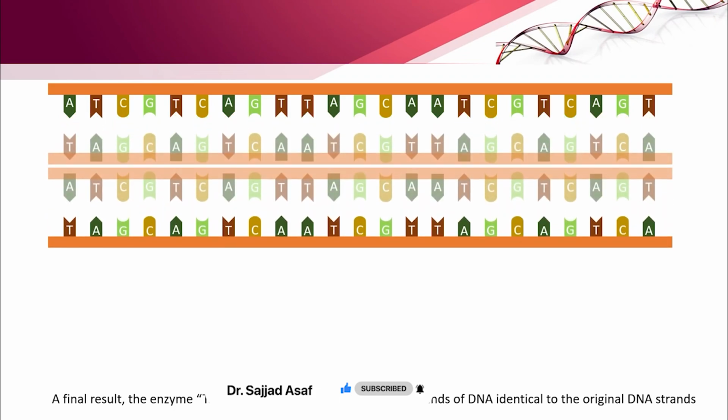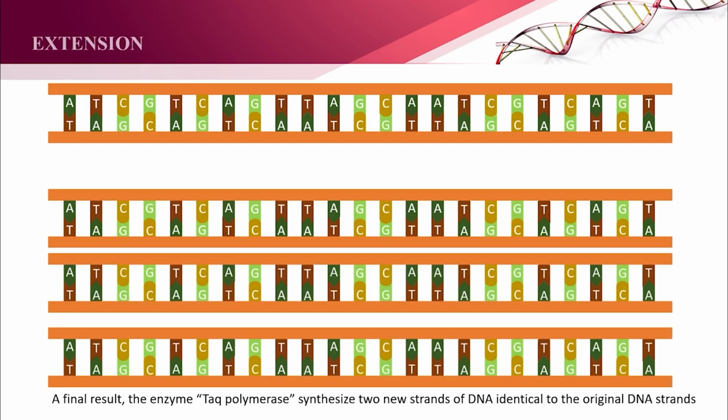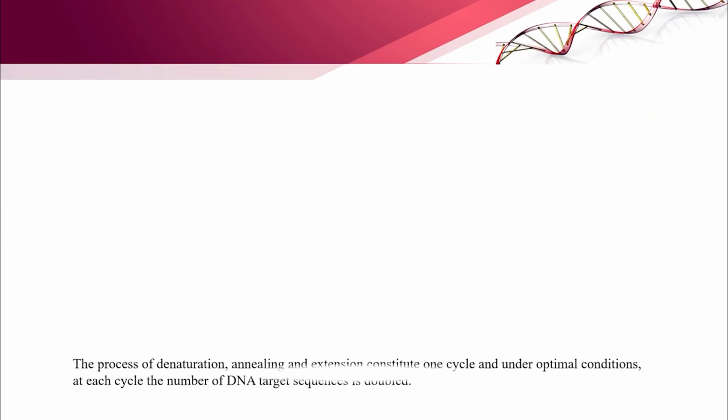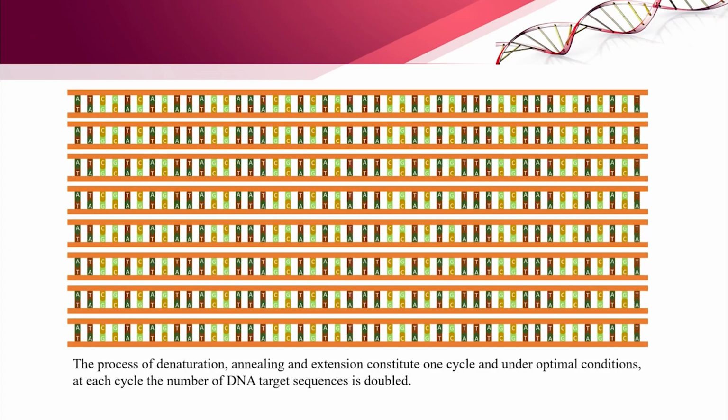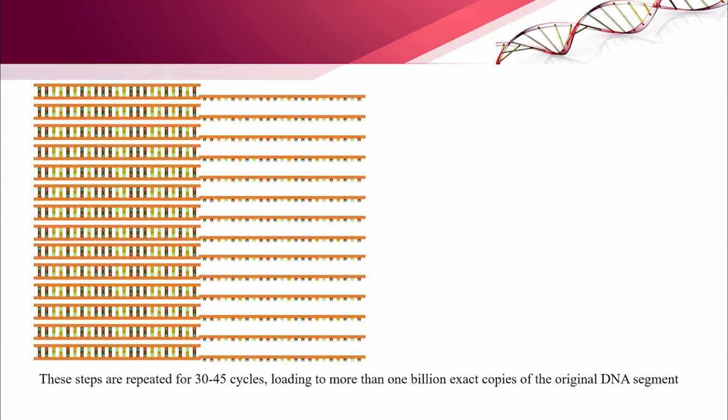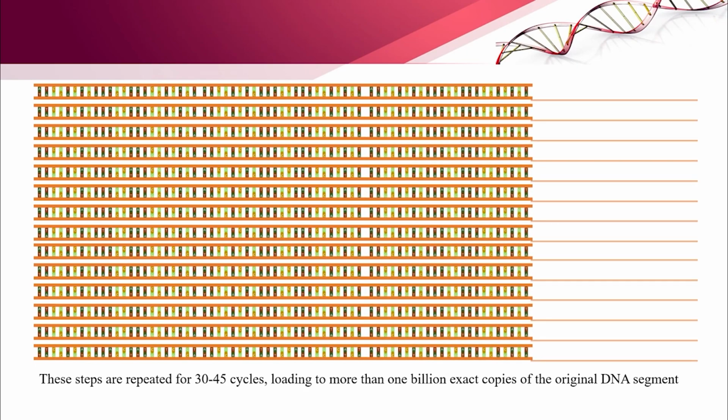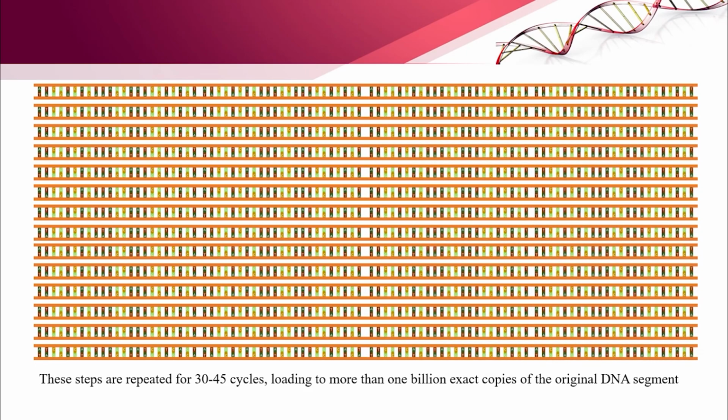So finally, the enzyme Taq polymerase synthesized two new strands of DNA identical to the original DNA strand. In this process, denaturation, annealing, and extension constitute one cycle, and under optimal conditions, at each cycle the number of DNA target sequences doubles. As I mentioned before, these steps are repeated for 30 to 45 cycles, leading to more than 1 billion exact copies of the original DNA segment.